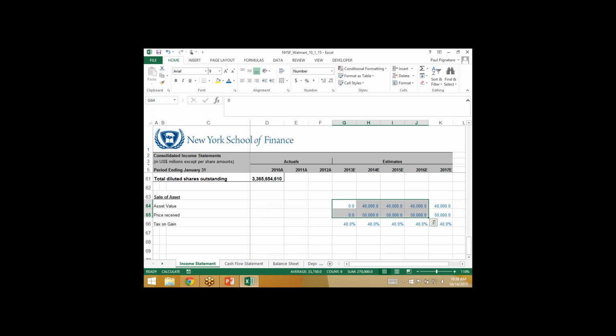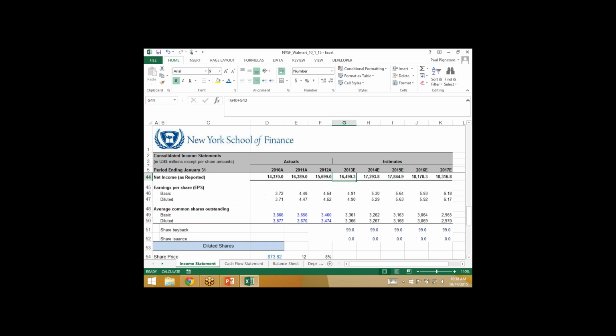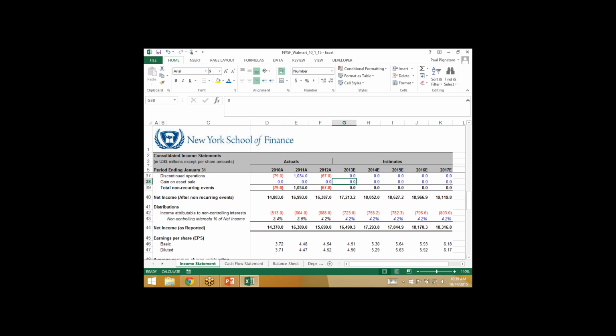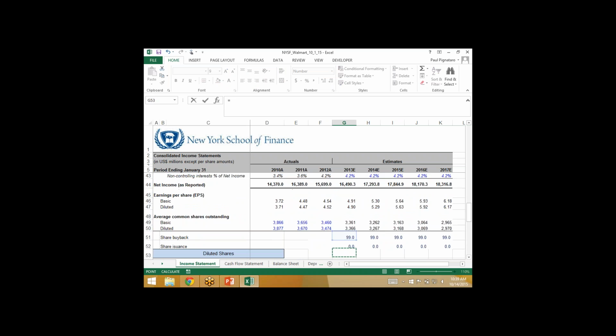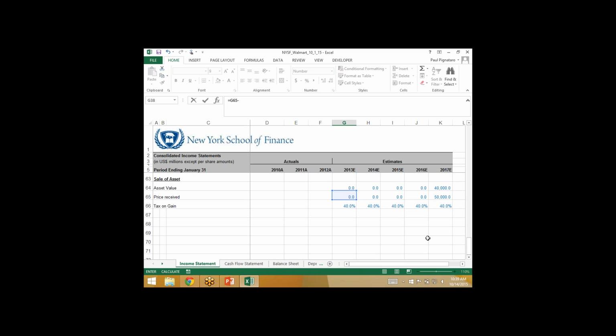Okay, so now we can link it up. We can handle this in any projected year. But let's say we just really care about 2017. We're going to do a divestiture in 2017 for now. So the gain on asset sale is going to be the tax affected gain, right? So it's going to be equal to the price received minus the asset value, times 1 minus tax rate.